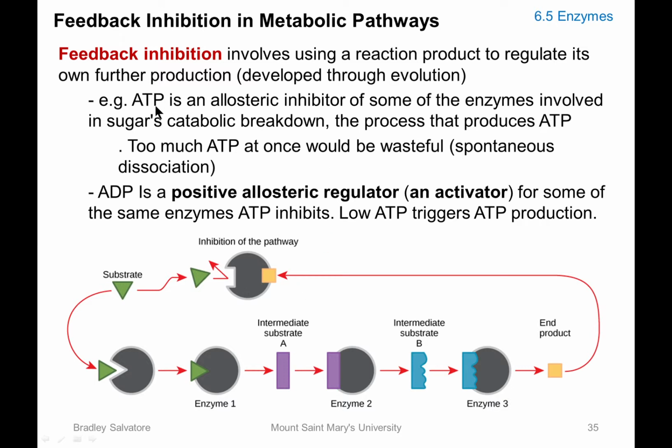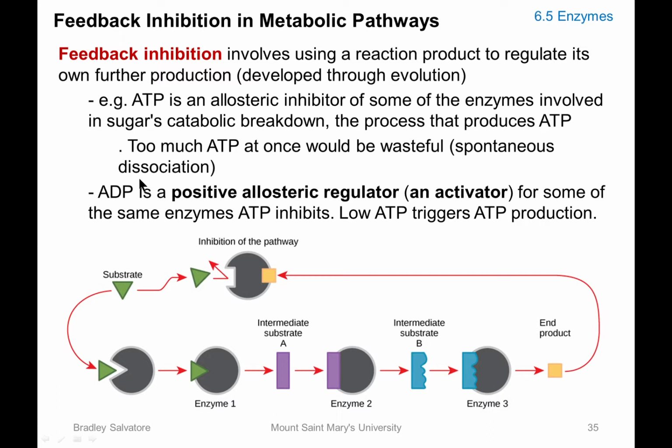Another example that is familiar to you is ATP. ATP is actually an allosteric inhibitor for a certain enzyme that is involved in sugar catabolic breakdown. That makes sense. When you have a lot of ATP, you don't need to break down sugar anymore. If you keep breaking down sugar, you actually have too much ATP. ATP can actually go through spontaneous dissociation, like what we talked about before. It would just be a wasteful process to produce more ATP at that point.